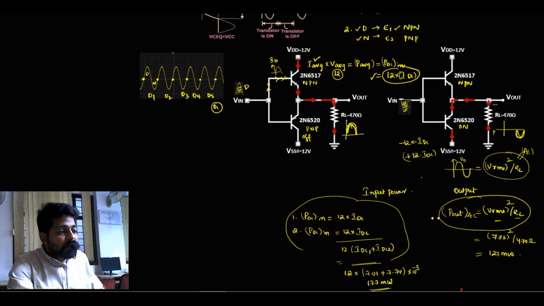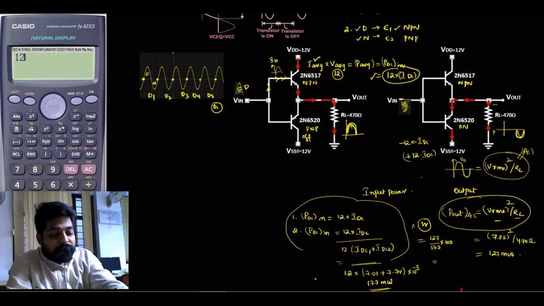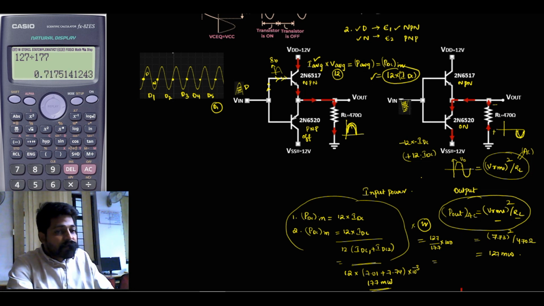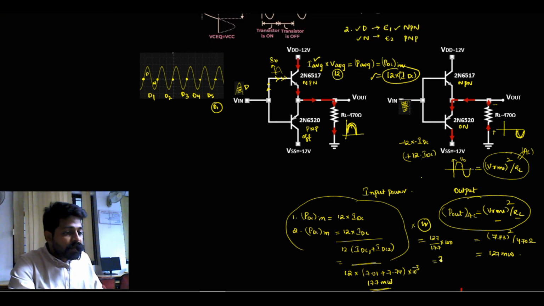Now the total power efficiency is nothing but output power by input power. It's nothing but 127 by 177. If you multiply the efficiency value by 100, this value is around 71.7 or something. So we got 71.7 percent efficiency.